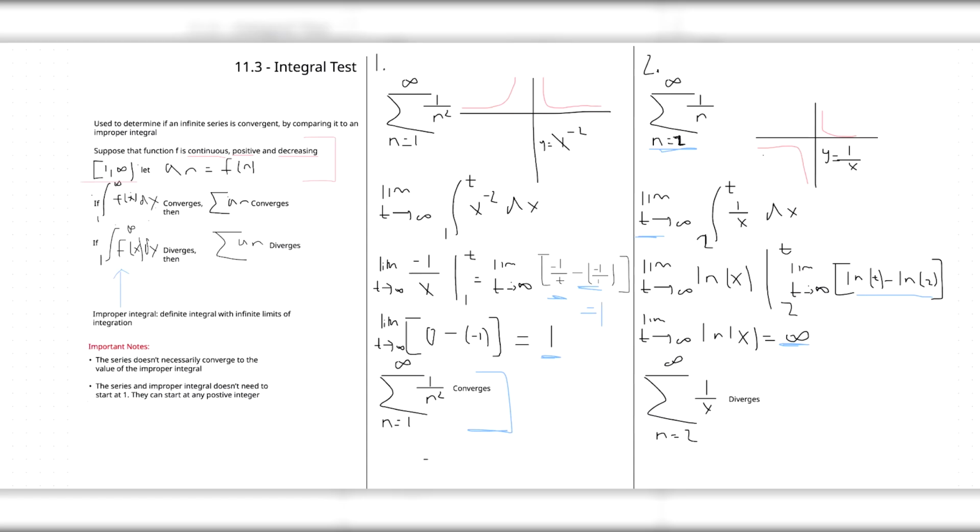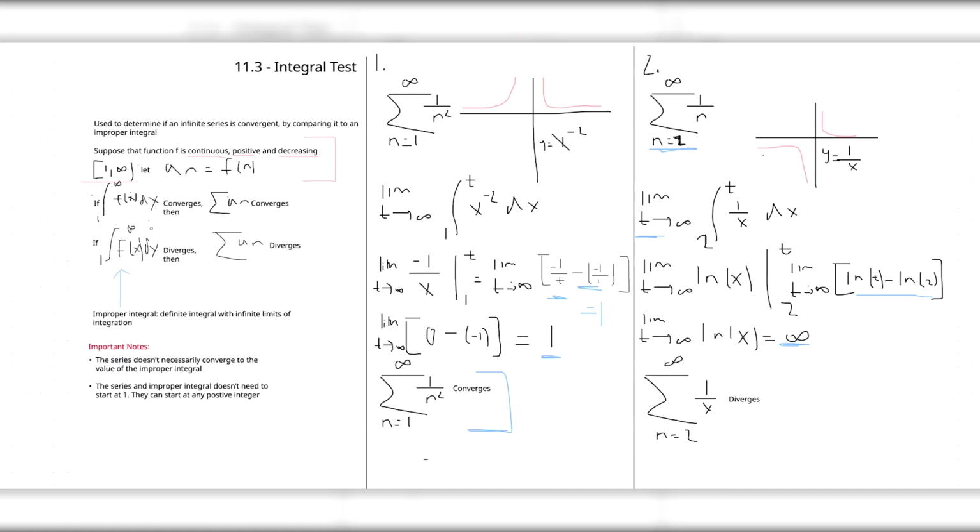So what is the integral test? It is used to determine if an infinite series is convergent by comparing it to an improper integral. And an improper integral is down here. It's a definite integral with infinite limits of integration. For example, we see here, this is just a definite integral of f of x, but one of the integration limits is infinity, right?